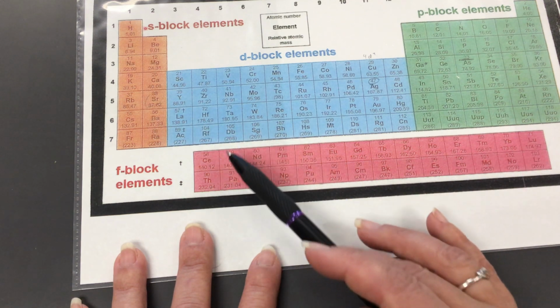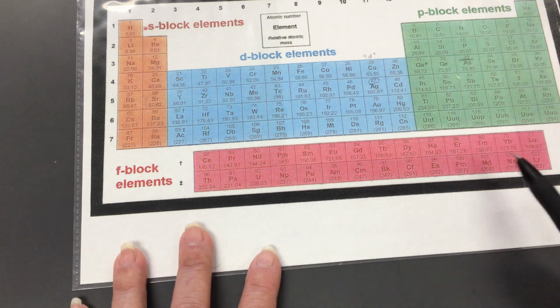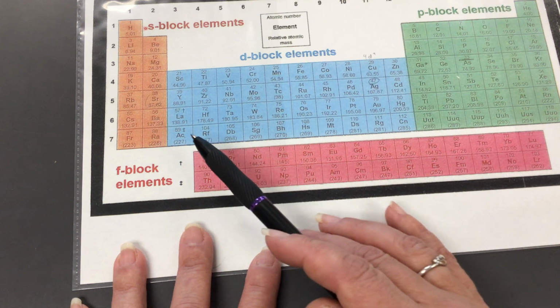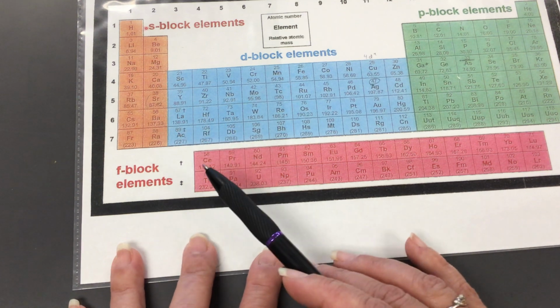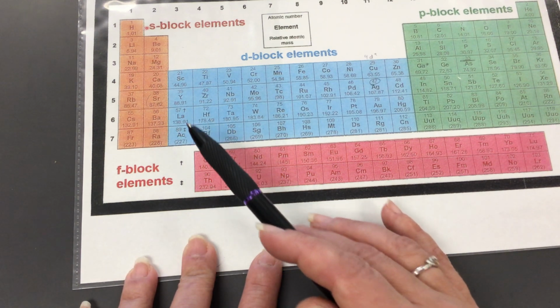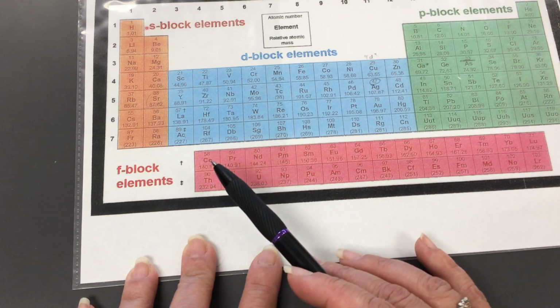Instead of making it really long, we put them down on the bottom. So this goes to here and this goes to here until we finish out the F block. Then it goes to this next element. That's why there's such a big space in their numbers. F block starts at, even though this is in the 6th row, it's actually going to be 5F.